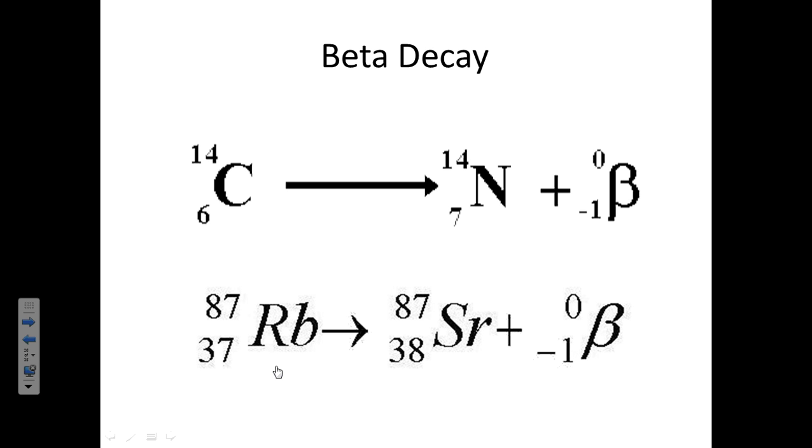Beta decay, another way. In beta decay, essentially, a neutron splits. And the neutron becomes what? Two things. A proton, a positive part, and a negative part, an electron. The proton stays in the nucleus, but the electron is shot out as a beta particle, shot out at high speeds with a lot of energy.